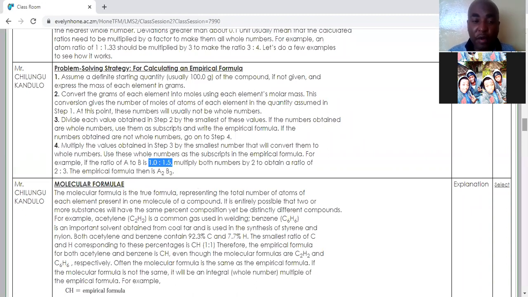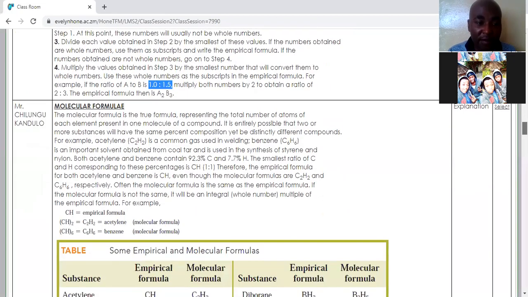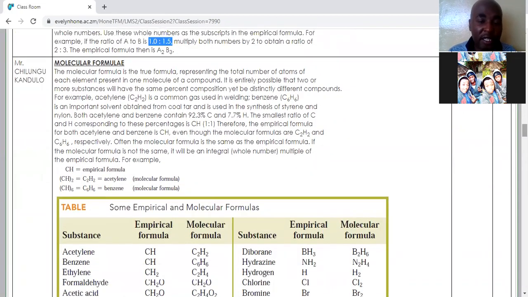Then for the molecular formula, guys, you must know the molar mass of the entire substance. Then you divide it over the mass of the empirical formula, and that's the factor that you multiply with. We'll also do that when we come on Wednesday. The molecular formula and empirical formula, especially for covalent compounds, are very different.